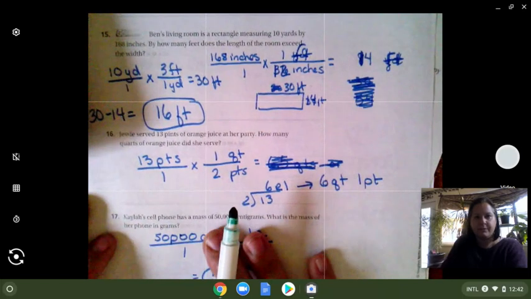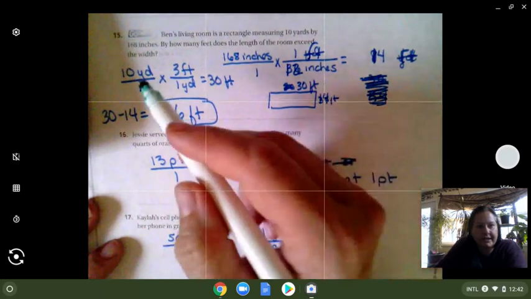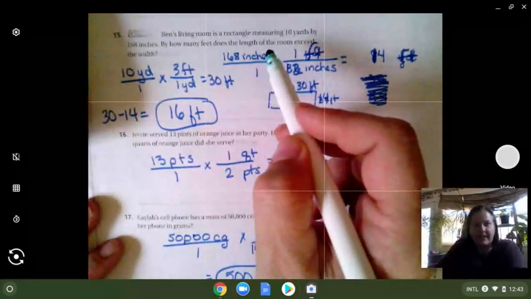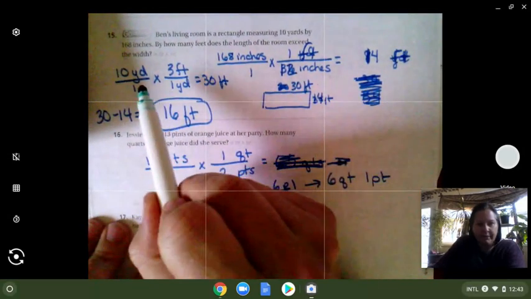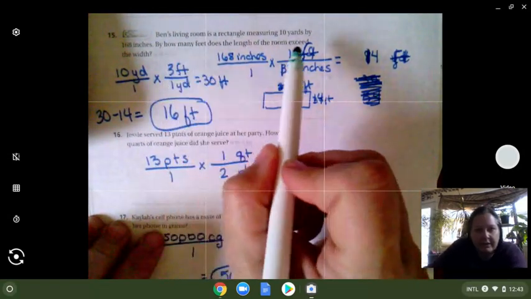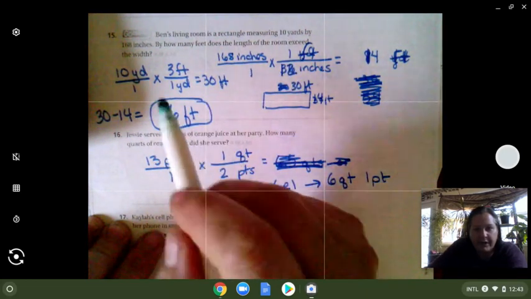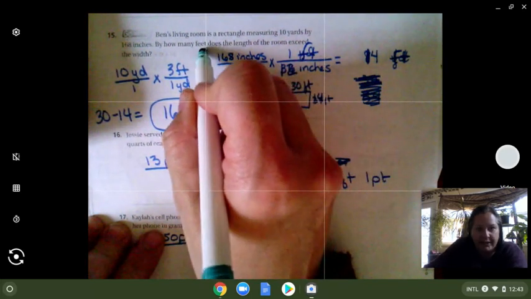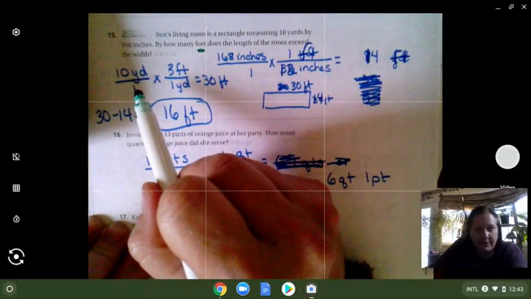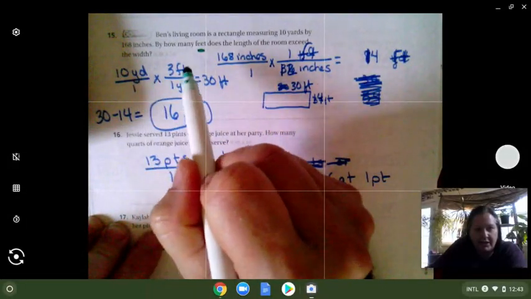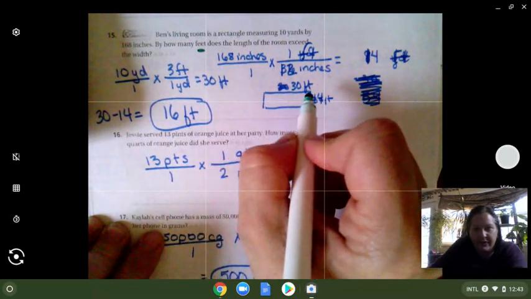All right, Ben's living room is a rectangle measuring 10 yards by 168 inches. How many feet does the length of the room exceed the width? Okay, so we're going to start by changing our yards here, our 10 yards to feet. We're going to change them both to feet. We need to know how many feet because that's what it wants in our answer. So here we have 10 yards is what we start with. We're changing yards to feet. There's 3 feet in a yard. So 10 times 3 is 30. So the length is 30 feet.